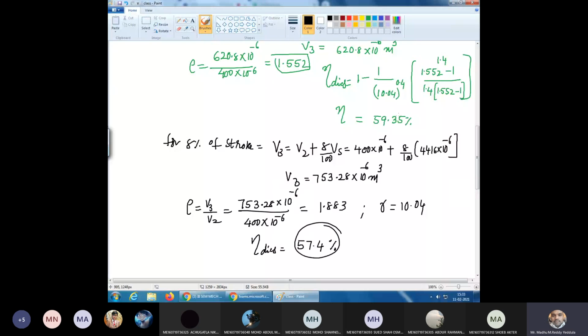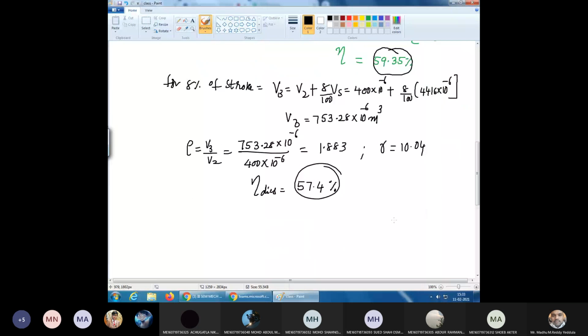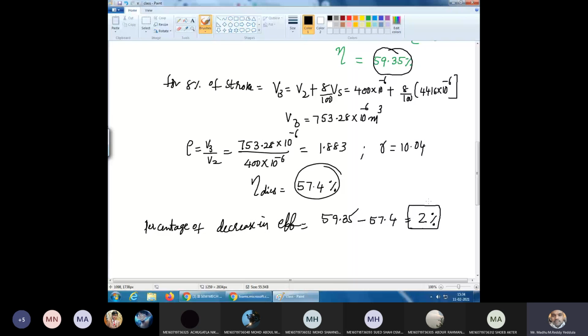So what happens to efficiency by increasing the fuel addition? By increasing the fuel addition, the efficiency is decreased. So the percentage of decrease in efficiency is equal to 59.35 minus 57.4. Approximately the percentage is 2%. So by increasing the stroke, for increasing the heat addition, it is decreasing the efficiency.